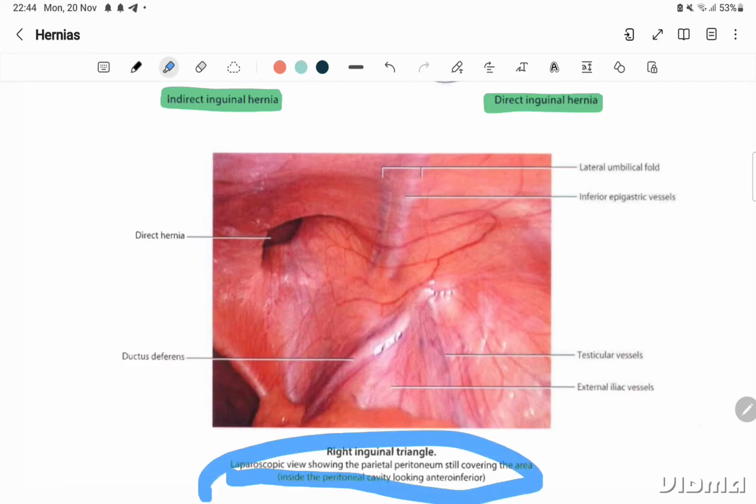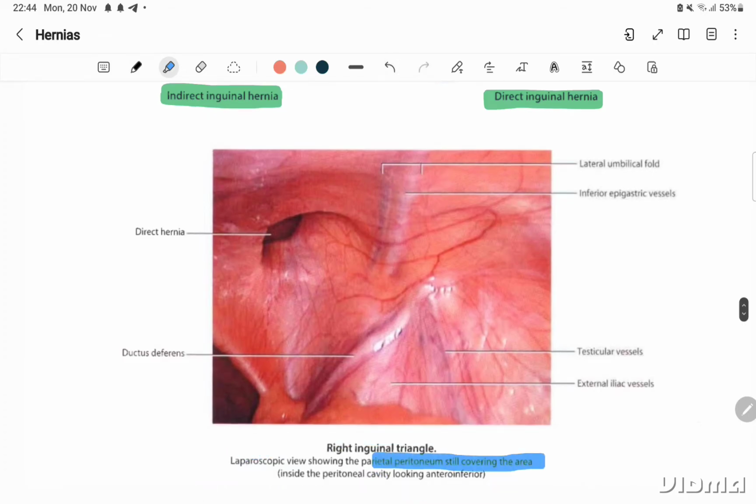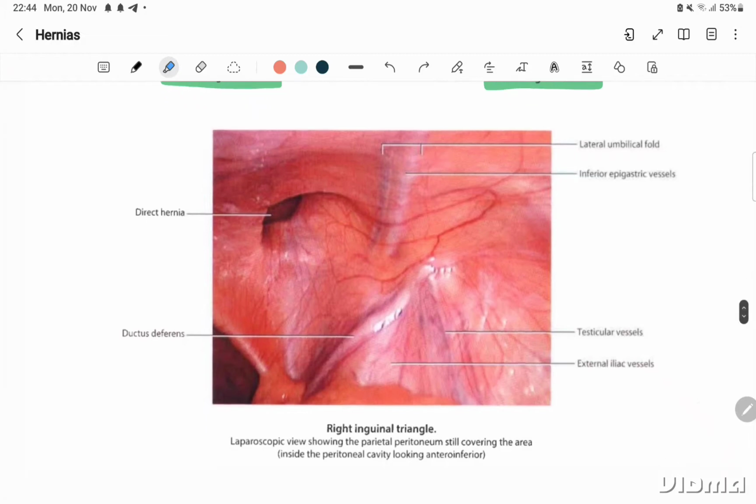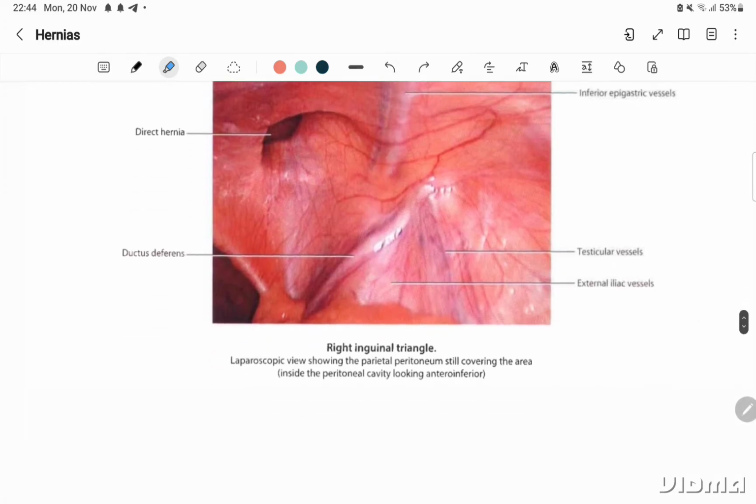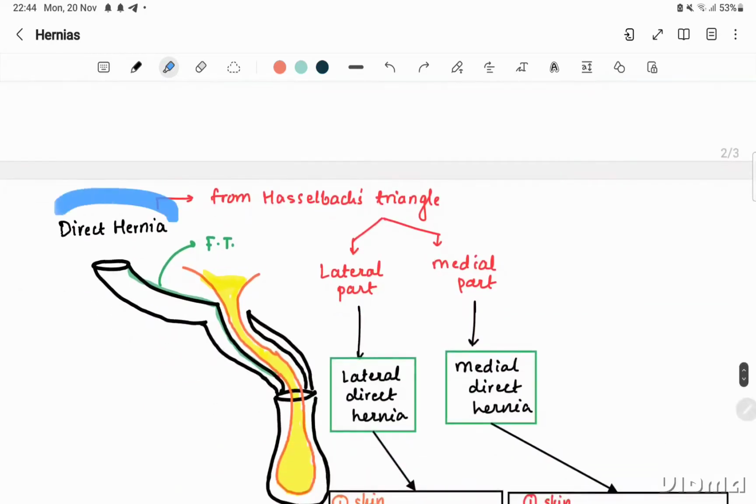In the laparoscopic view, the parietal peritoneum is still covering the area, and you can see the Hesselbach triangle also. The inferior epigastric vessels are there, and a part of the Hesselbach triangle can be observed here. A direct hernia comes directly from the Hesselbach triangle. If the hernia is from the lateral part of the triangle, we call it a lateral direct hernia, and from the medial part we call it a medial direct hernia.